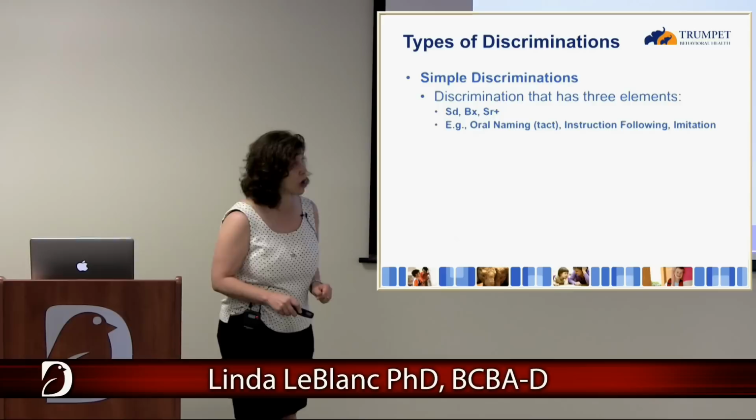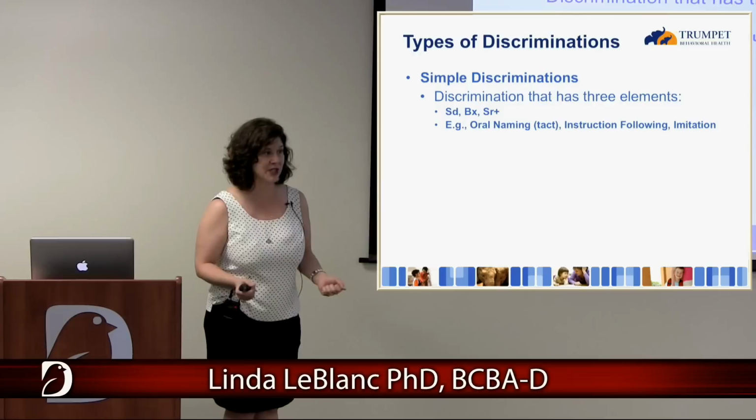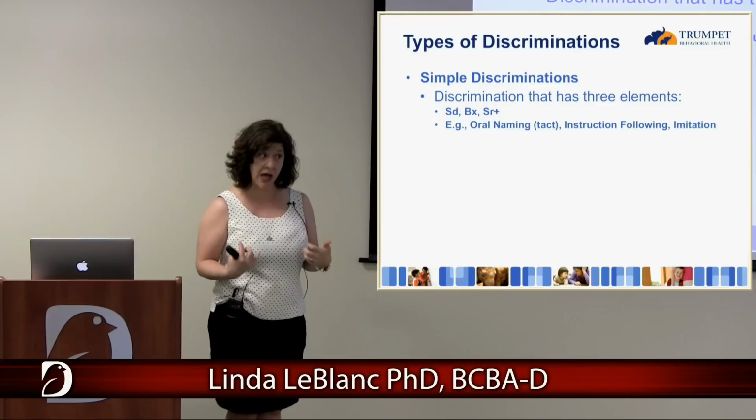So the first is a simple discrimination, and this is probably what most of you think most things are. This is a discrimination with three elements. It's that three-term contingency: the discriminative stimulus, a behavior, and a reinforcer. That's your A, B, and C. So this is our basic three-term contingency. A lot of the things we teach actually do have these three terms.